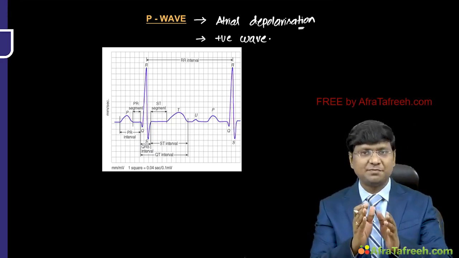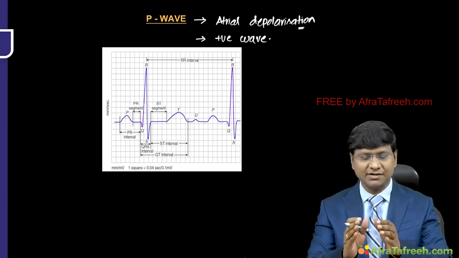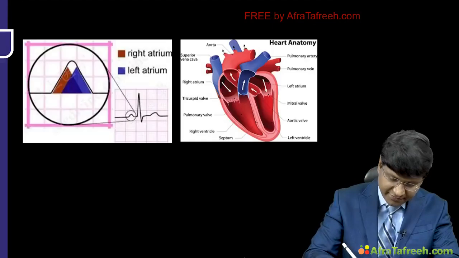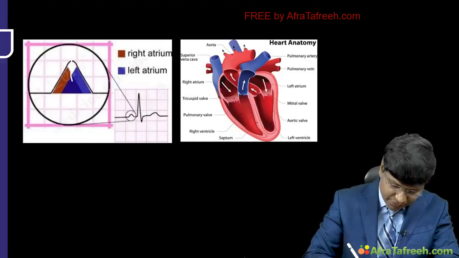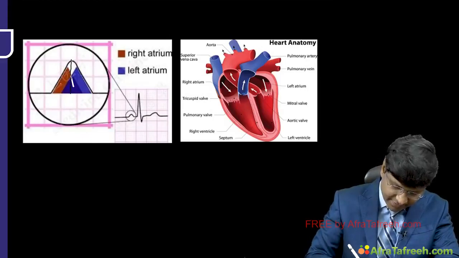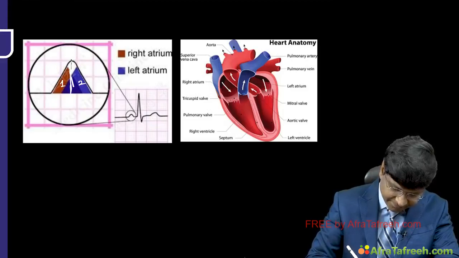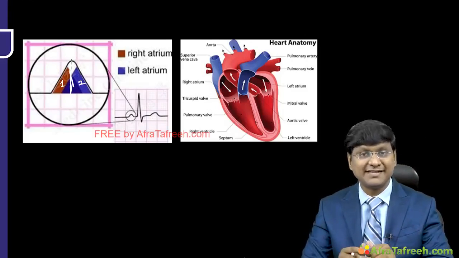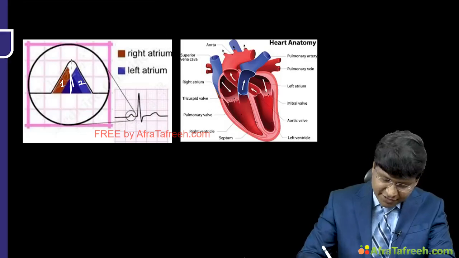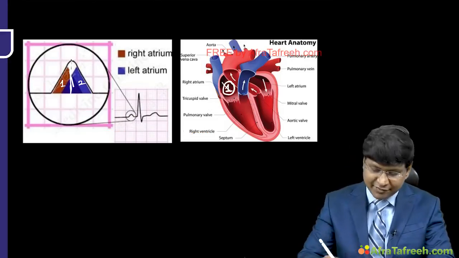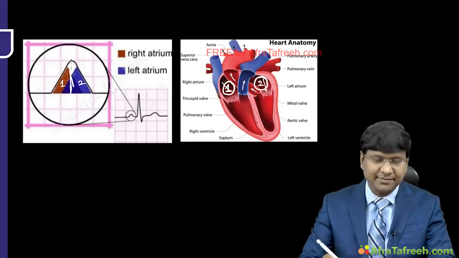Now if you take this P wave which is due to atrial depolarization, we will try to dissect it. It has two halves, right? This is considered as the first half and this is considered as the second half of the P wave. Now what does the first half represent and what does the second half represent? The first half of the P wave represents the right atrial depolarization, and the second half of the P wave represents the left atrial depolarization.